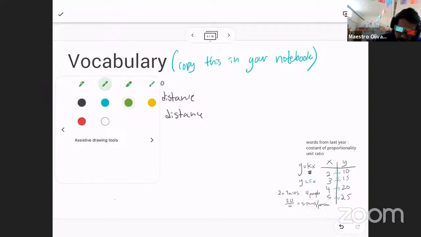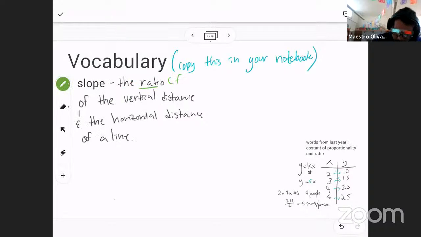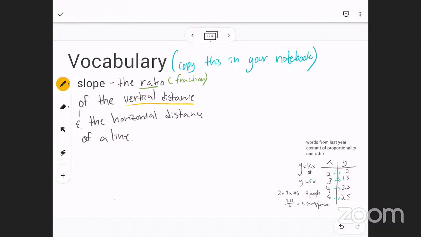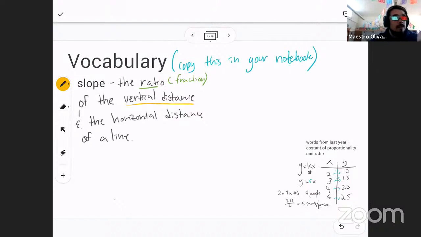So ratio is just a fancy way of saying the word fraction. Ratio is just a fraction. Vertical, is that up, down, or left, right? Which way is vertical? Well, yeah, up, down, vertical. I'm not expecting anybody to know what vertical means, unless you've looked at the definition. But vertical means up, down, okay? So with the color yellow, I'm going to draw up, down. That means going up and down.